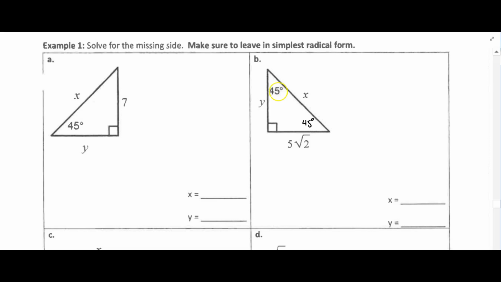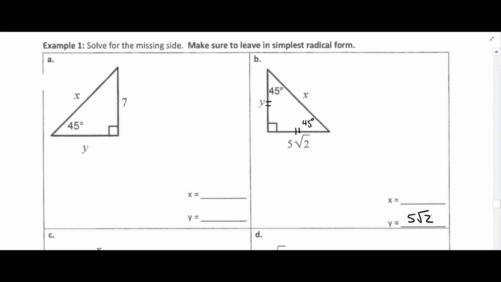So I can see that these are both 45 degrees because this is 45, that's 90. They have to add up to 180. So I've got my isosceles right triangle. So I can see these two sides are congruent. So since I know one of the legs, I know the other leg is also going to be 5 root 2.